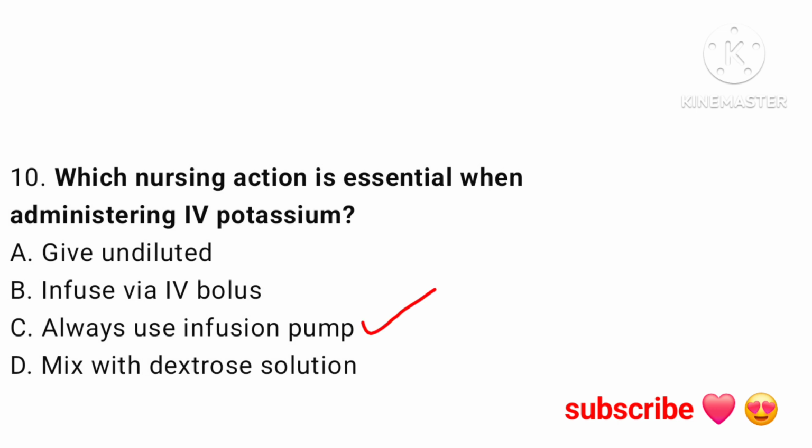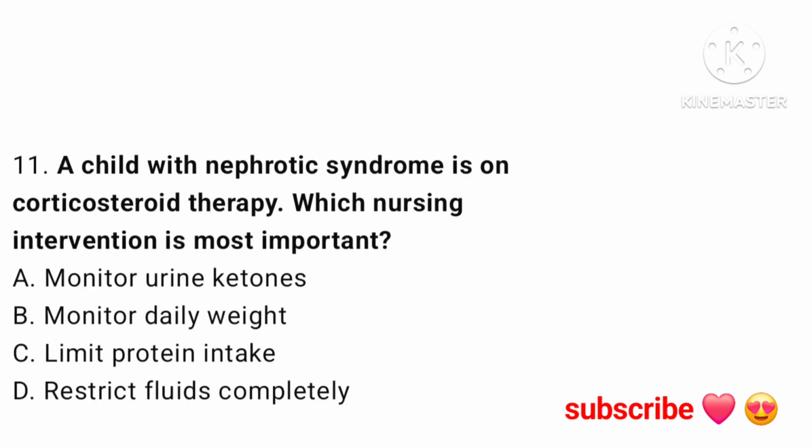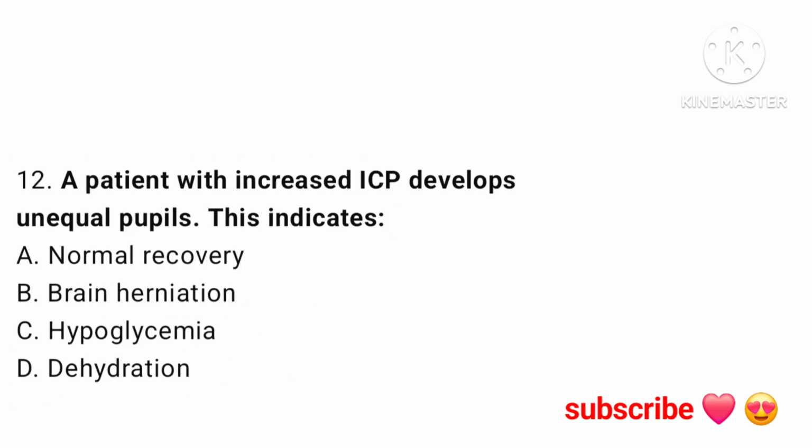Correct option is C. A child with nephrotic syndrome is on corticosteroid therapy. Which nursing intervention is most important? Correct option is B. A patient with increased ICP develops unequal pupils. This indicates?